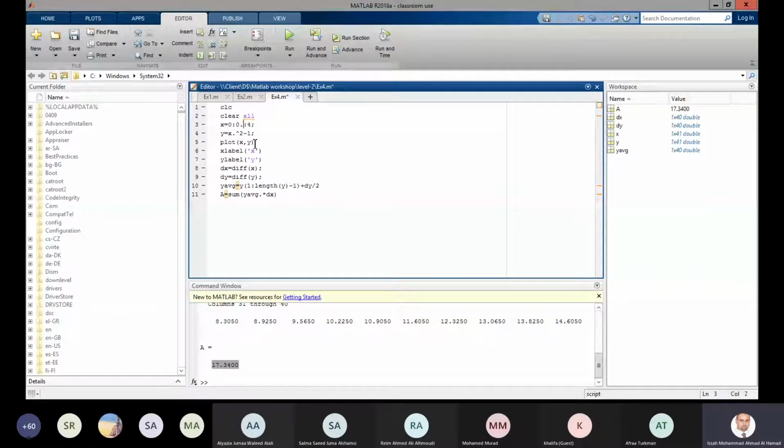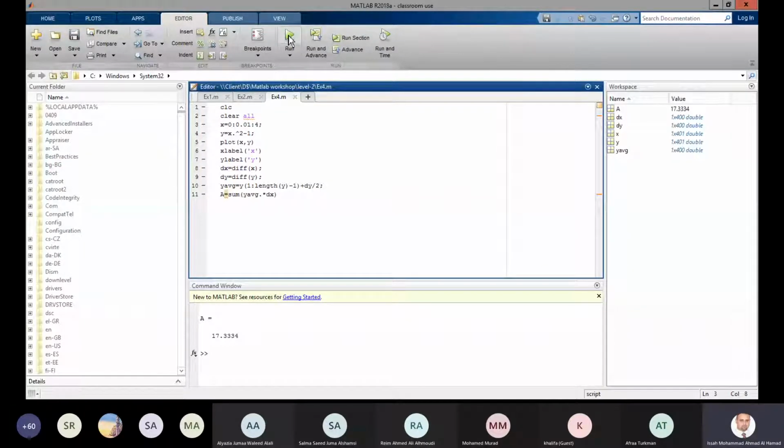Now this increment can control the accuracy. So it was 17.34, now it is 17.36. Let me suppress this and leave this. So in the first case, if you have 0.2, it will be 17.36. If you decrease the increment a little bit, it can be more accurate. So now it is 17.3334.